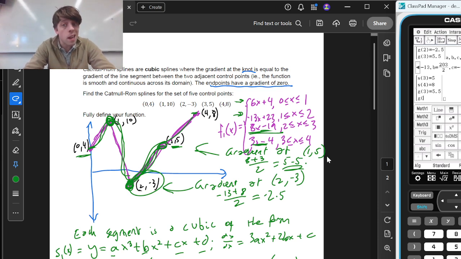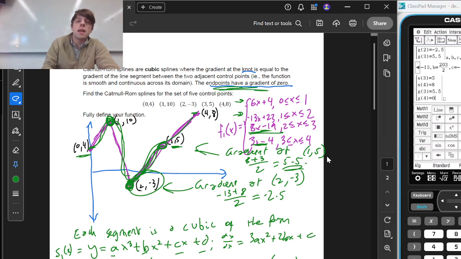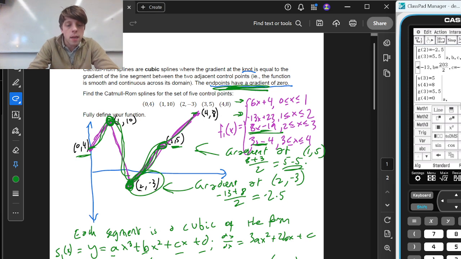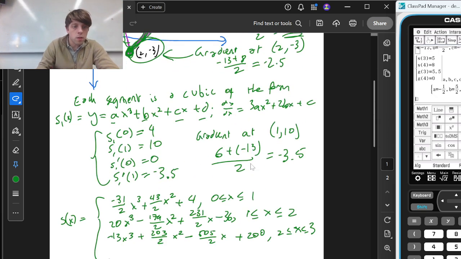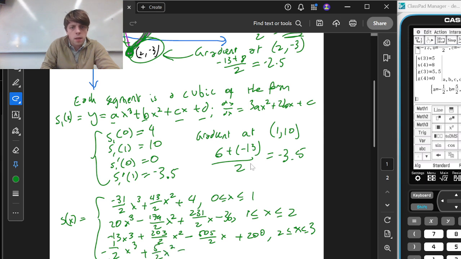And what's the gradient at the endpoints? Should be equal to 0. So remember, splines are defined such that the gradient at the endpoints must be equal to 0. So that's a given from the start. So A, B, C, D, and we can find the following values. And that fully defines our spline: plus 5 over 2x squared minus 4x minus 16 for 3 up to 4.